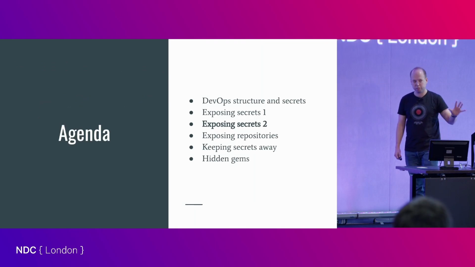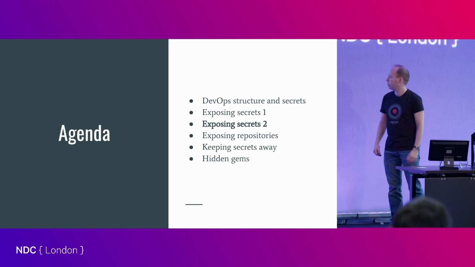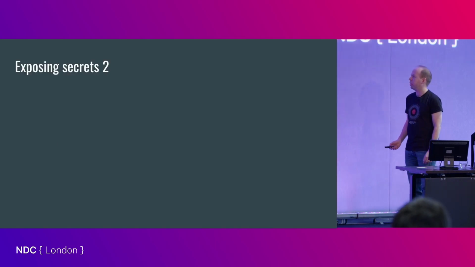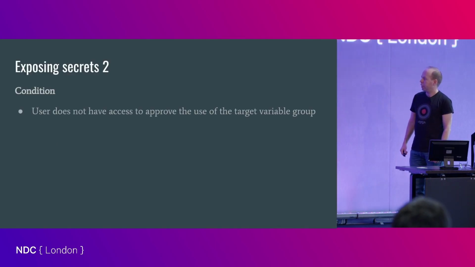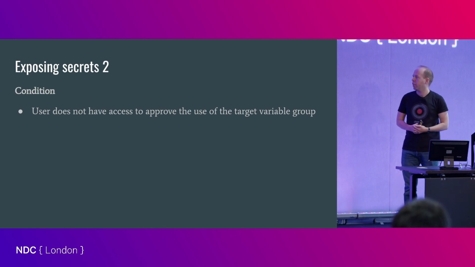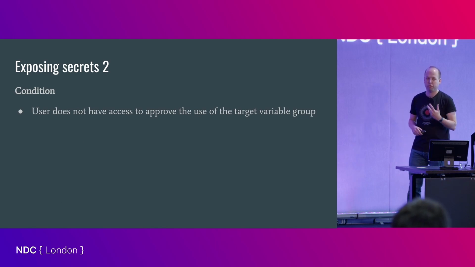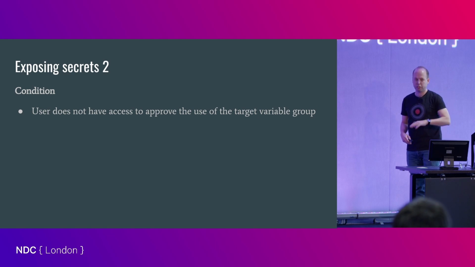Now we learned how to try to stop this. Let's see how efficient that is. In this case, our user does not have the access to approve the use of the variable group that they're interested in. Okay, so we just took care of that.